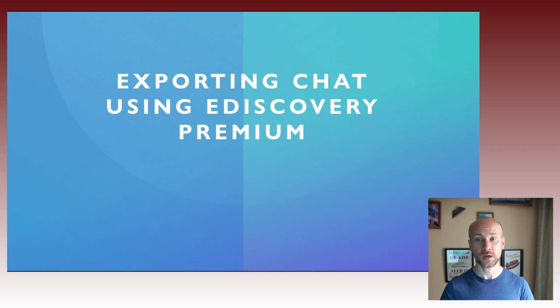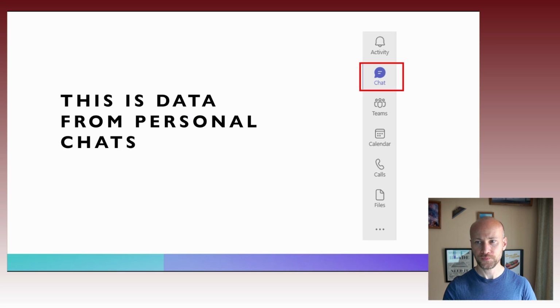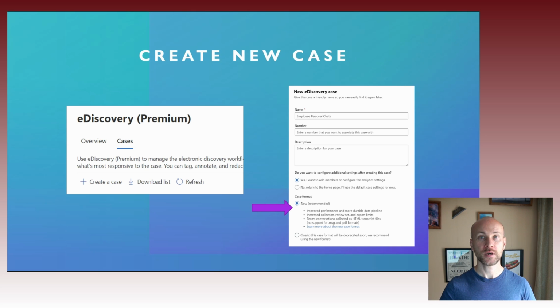So let's go through the process on how to do that. Again, we're working with chat data. And we're going to navigate to eDiscovery Premium. We're going to do all the boring stuff we did before. We're going to create a case and give the case a name. We're going to choose a format, and I'm going to talk about only the new format. The classic one is going to be deprecated, so there is no point in discussing that.